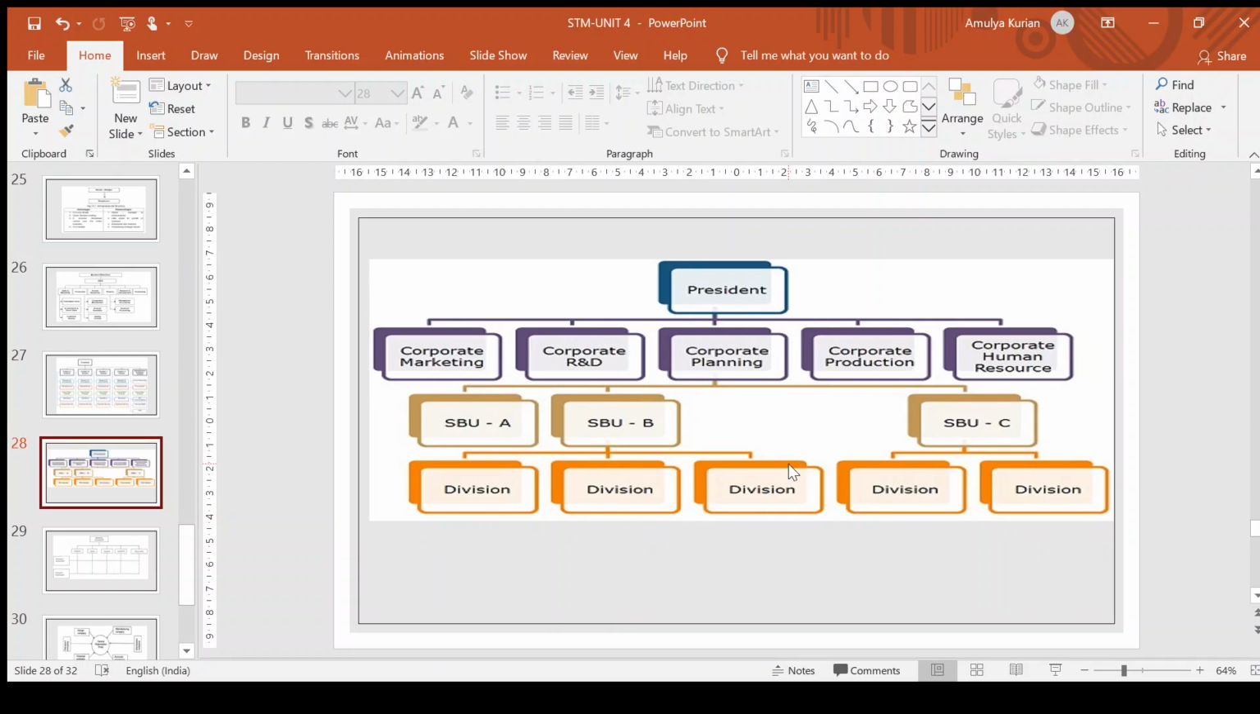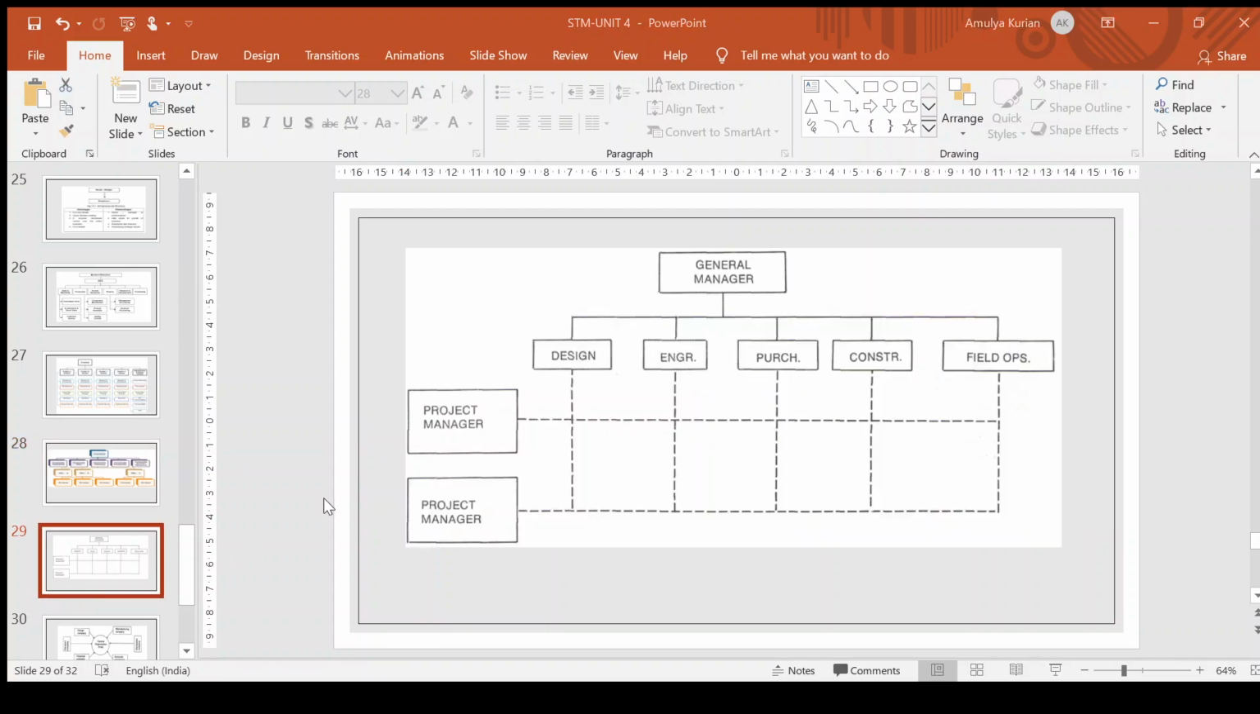Next one, for example, we can take Bosch, which is the parent company, which is having different strategic business units like Myco and things like that. Okay, so that is about strategic business unit structure.